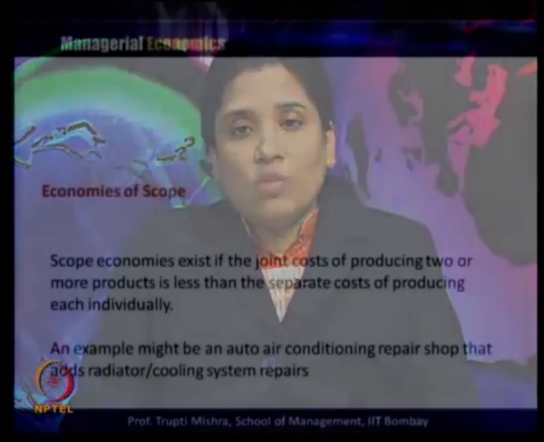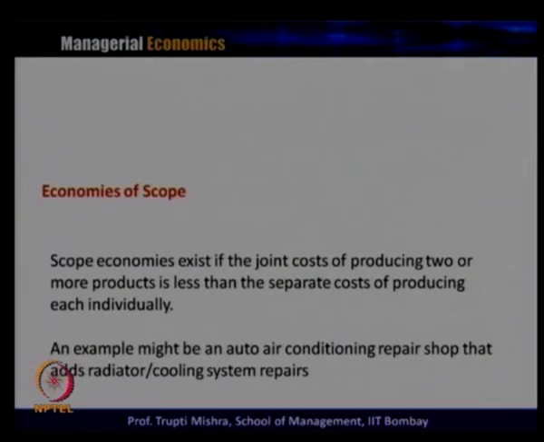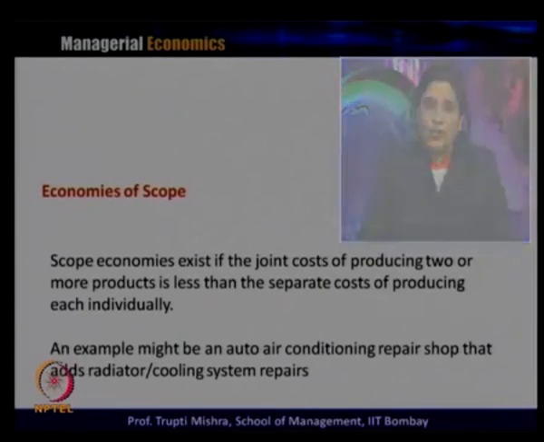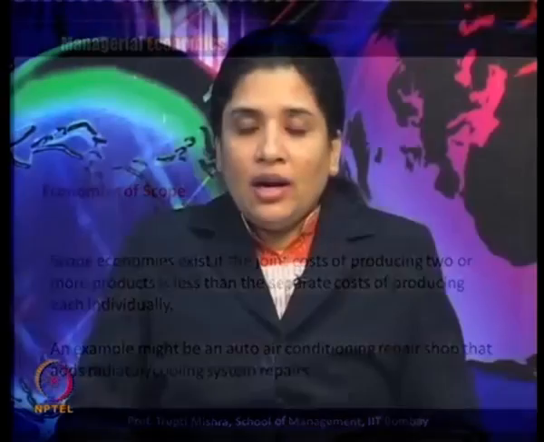Then there is an interesting concept related to economies of scale, that is economies of scope. Till now we have been talking about one product, one firm, one industry, but economies of scope deals with the joint cost of producing two or more products. Economies of scope exist if the joint cost of producing two or more products is less than the separate cost of producing each individually. An example might be an auto air conditioning repair shop that adds radiator and cooling system repair.